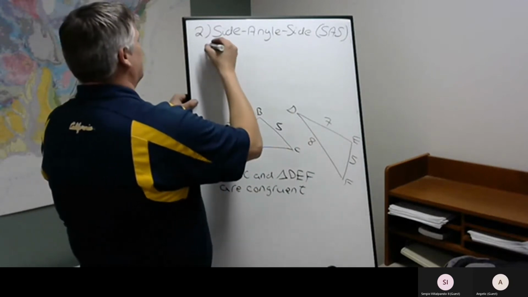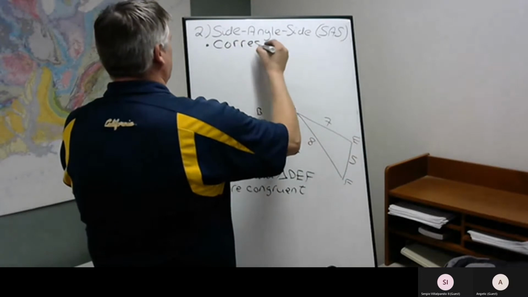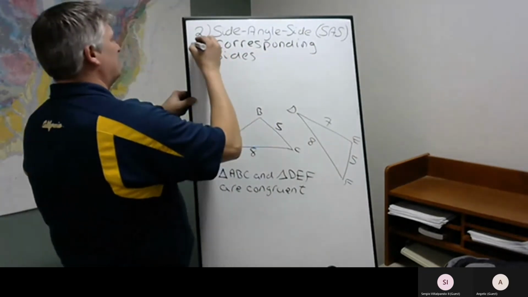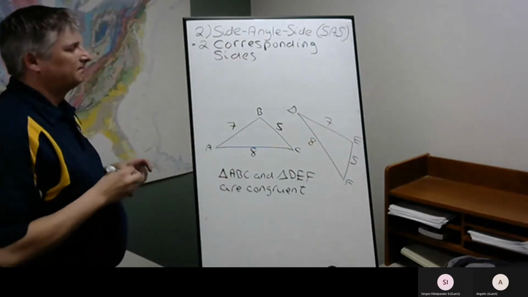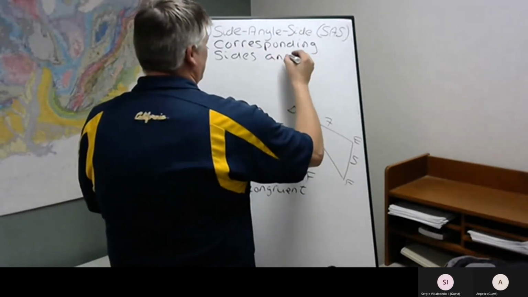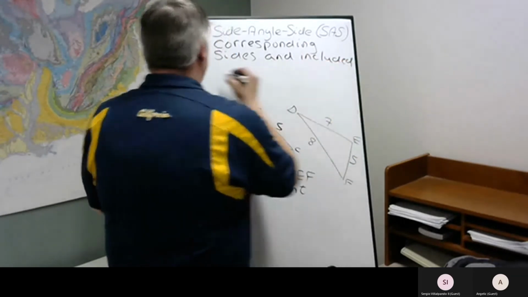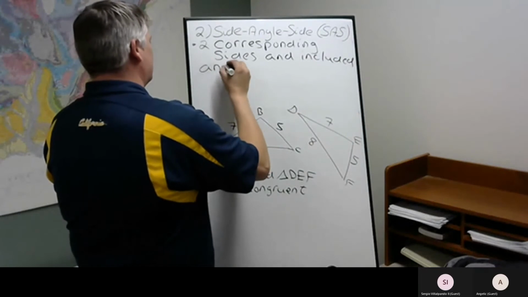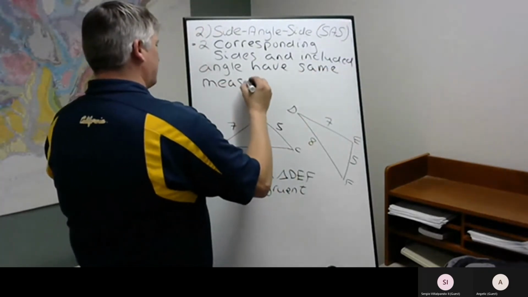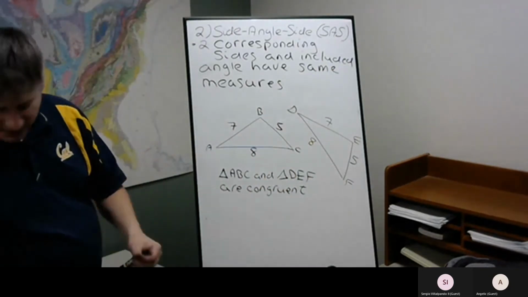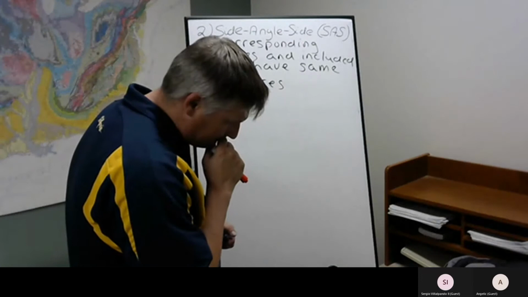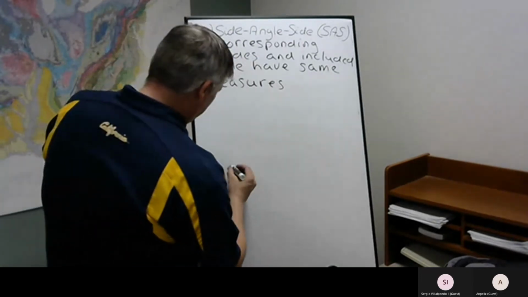And let me switch this up. If you have two corresponding sides and the included angle have the same measures, I'm going to give you an example of what this looks like. This one's a little tricky.